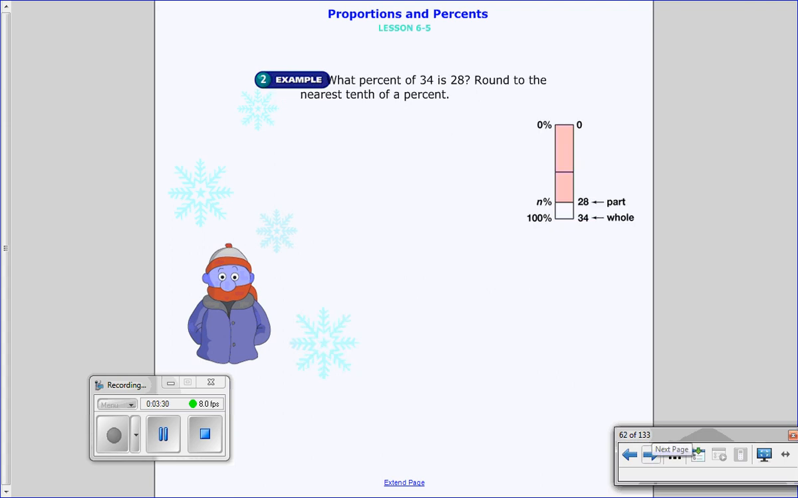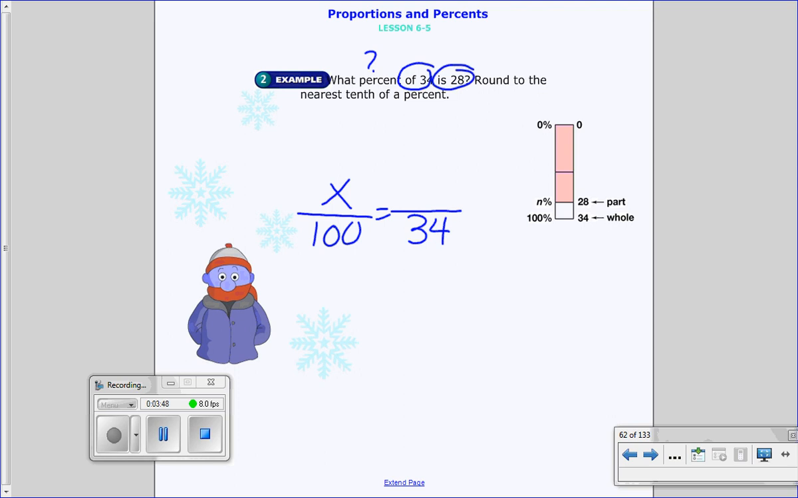One more problem to practice. What percent of 34 is 28? Round to the nearest tenth of a percent. Well, this time we know we're looking for the percent. So it's x out of 100. Now here we have that of and is. Well, of 34, so of goes on bottom, is 28, is goes on top. And we set it up just like that.